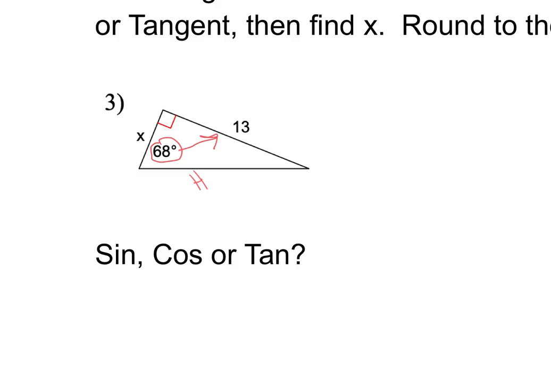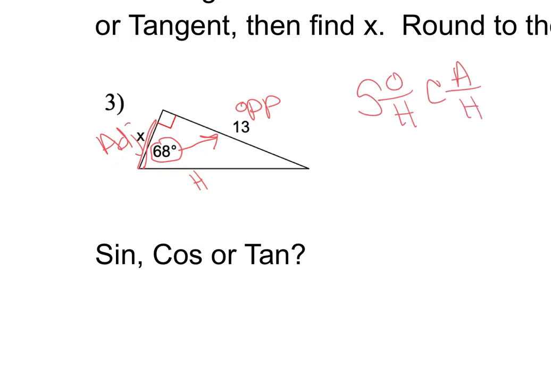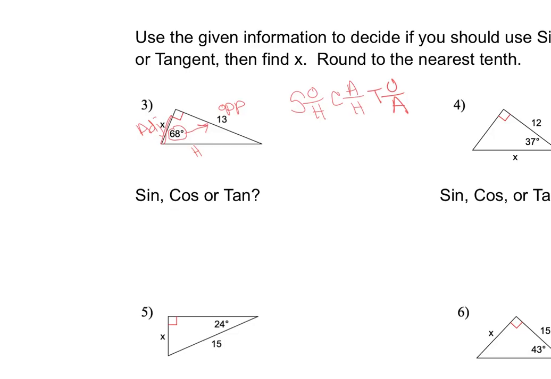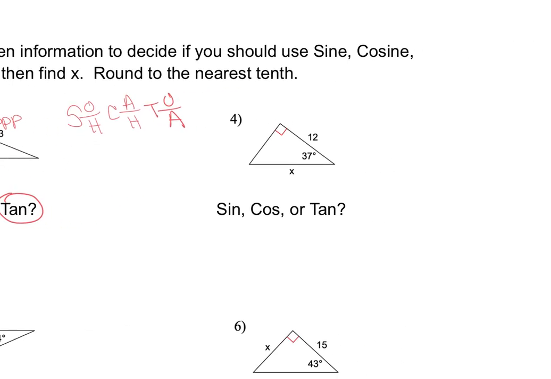Over on the opposite side from your angle is 13. Right next to it is your adjacent side, which is x. And if we have opposite and adjacent, remember we have sine is opposite over hypotenuse, cosine is adjacent over hypotenuse, and then tangent is opposite over adjacent. So if we have opposite and adjacent, that tells me that we are going to do tangent. Okay, we'll come back and actually write the equation in a second.